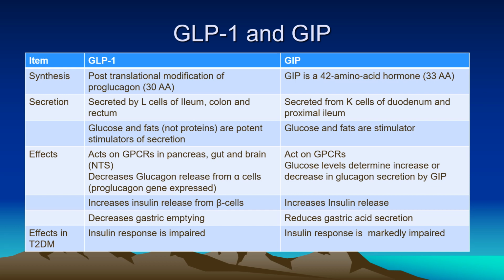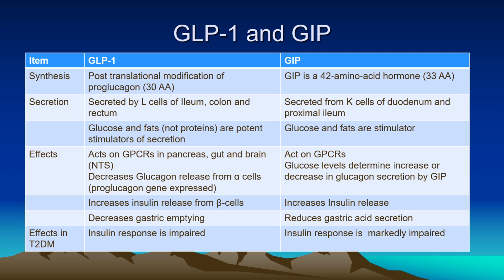Now, the overall effects of GLP-1 are that it acts on receptors, which are G protein coupled receptors located in the pancreas, gut and brain, and there is decreased glucagon release from alpha cells, increased insulin release from beta cells, and decreased gastric emptying. The effects of GIP are more or less similar to some extent. It also acts on G protein coupled receptors for GIP.